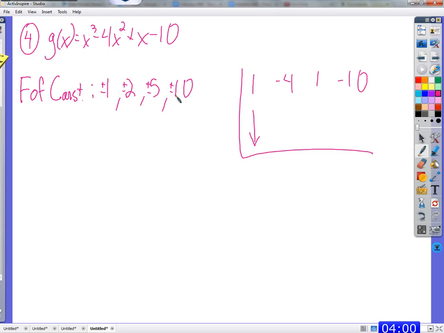Factors of the constant. Okay. So those are some valid zeros. Those are possible. Also, this won't add a lot of variation in this problem, but we'll see variation in another problem. We're going to also list the factors of the leading coefficient.